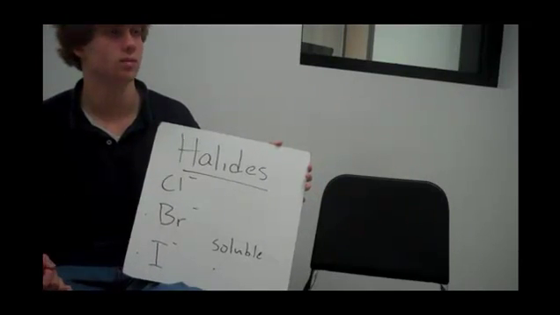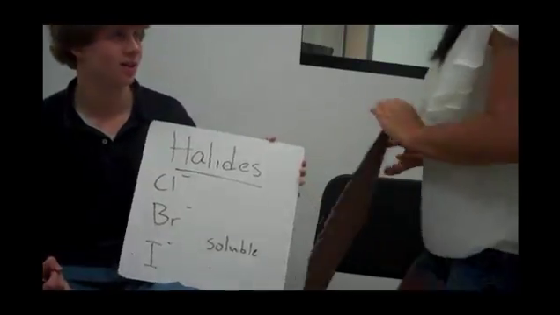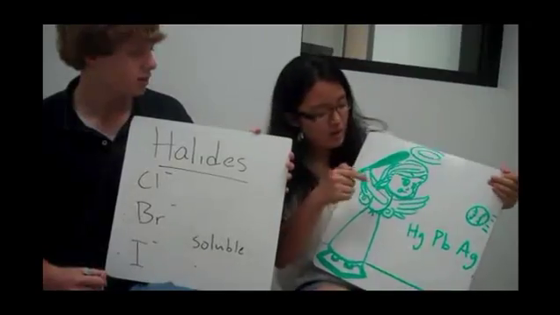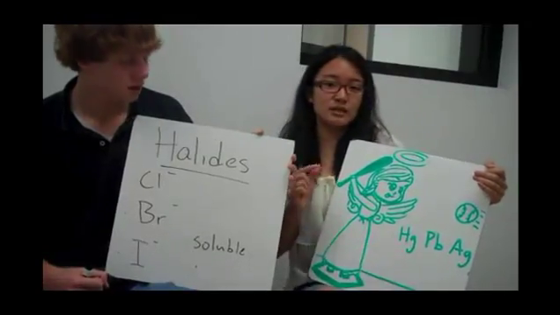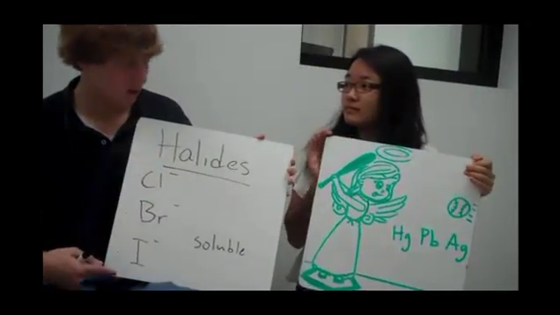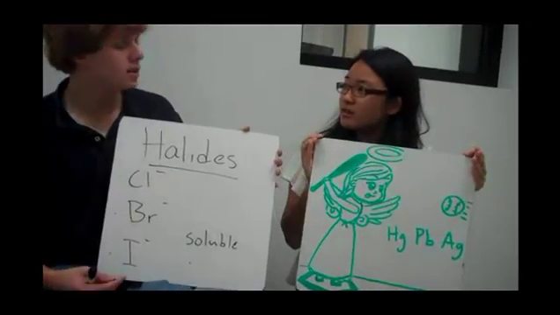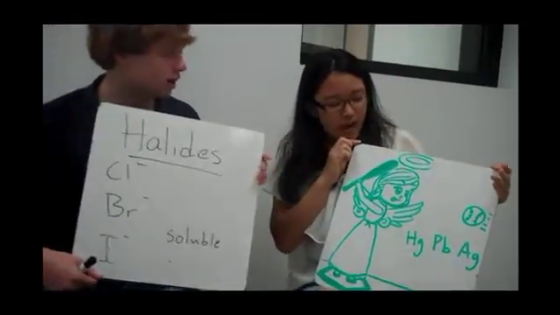Well, you're wrong. What do you mean? These substances are not soluble. They're exceptions: mercury, lead, and silver. So you're saying whenever those are joined with any of these, they're not going to be soluble? And plus, they form precipitate, you know? Oh, I see. Yeah, so what is this you drew here?